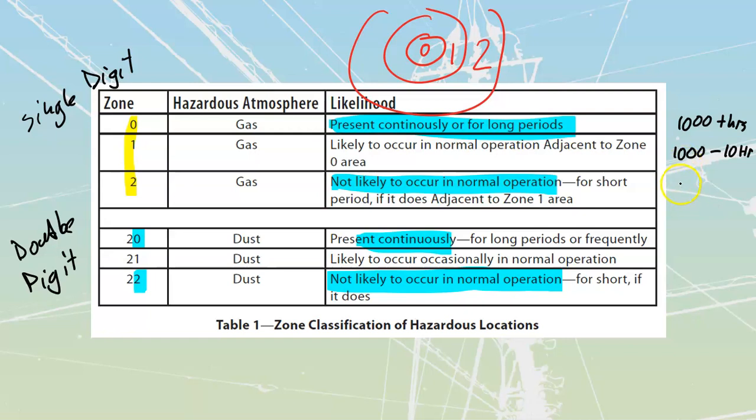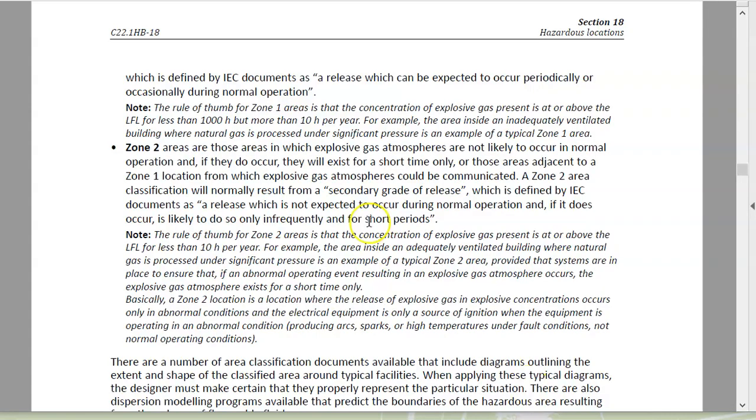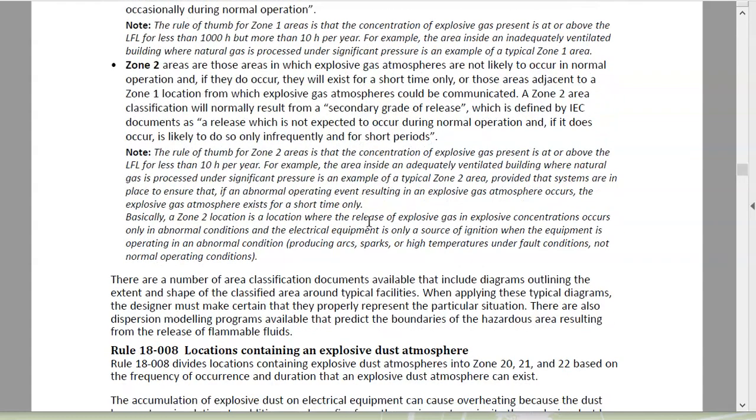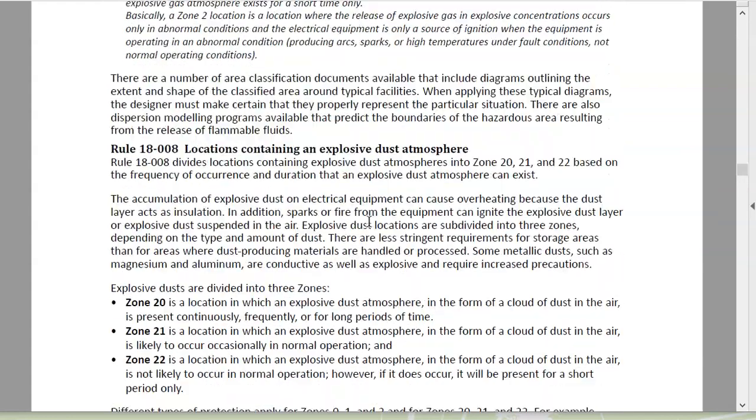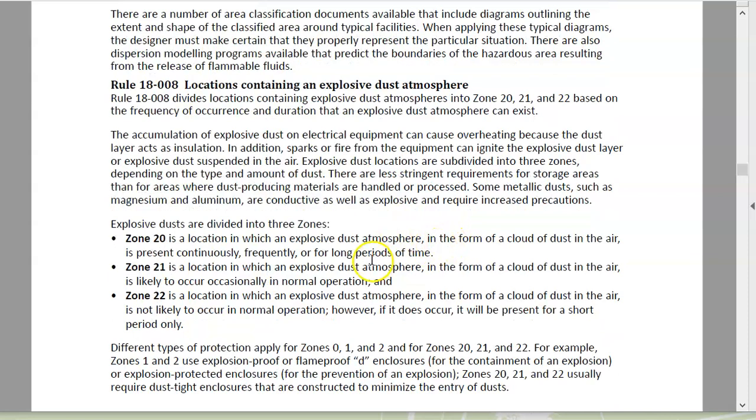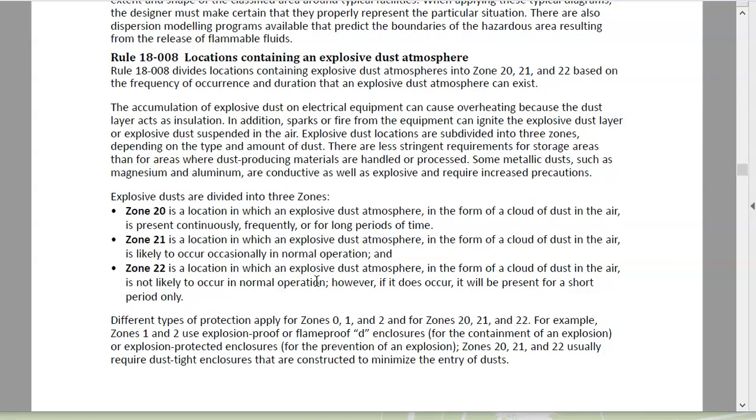And then my Zone 2 is going to be under 10 hours per year. Same with my dust inside of here. We're going to see a similar type of thing. Our Zone 20, 22, etc. Frequently, and then occasionally, and then short periods of time.